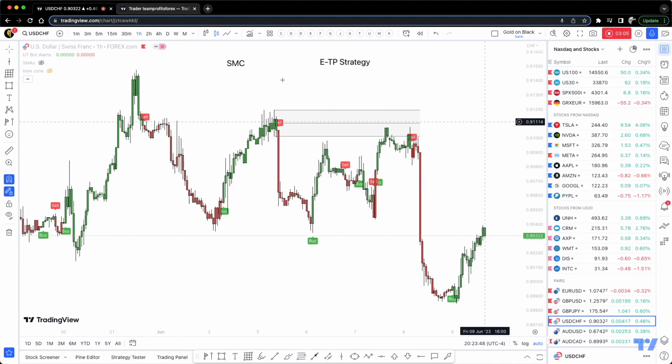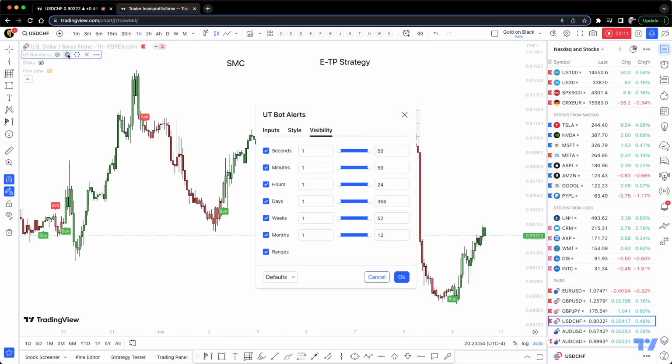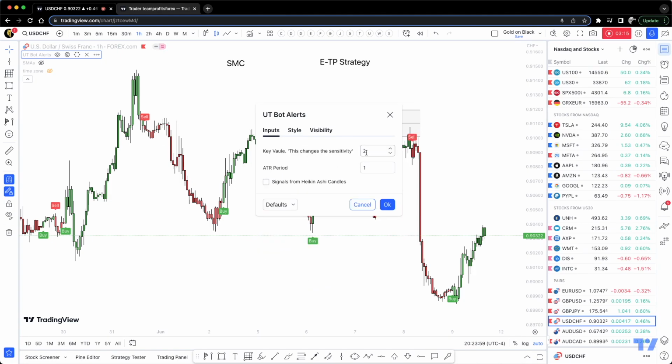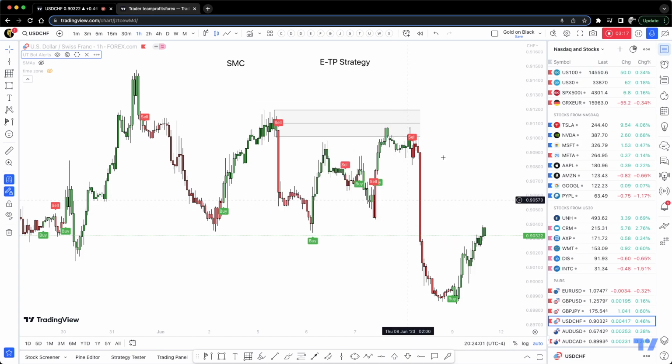With this, we're just going to use the UT bot alerts. With that being said, the settings are pretty much the same. I did not change the settings, just 2 and 1. You can use this in any time frame, but there are a couple of things you need to know.